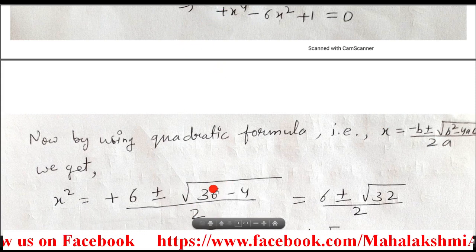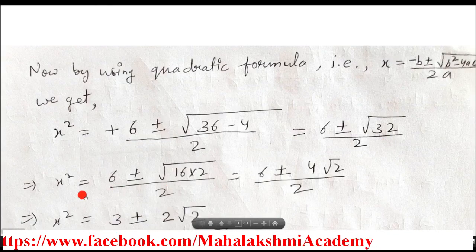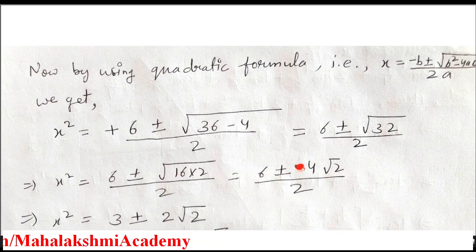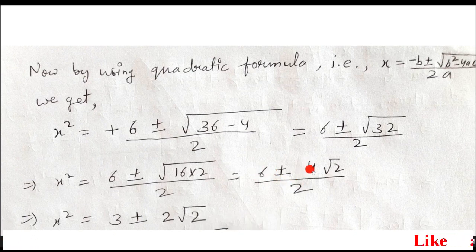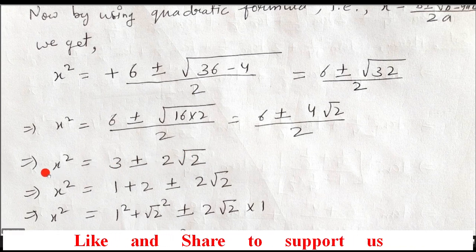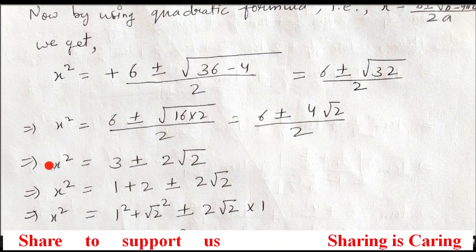Now we have to simplify this. 36 minus 4 is 32, and 32 we can write as 16 into 2, and 16's root is 4. So like this 4 came outside. Now this 2 will divide both 6 and 4, because this 2 is for both 6 as well as 4. So we cancel it. We got here 3 plus minus 2 root 2. But since we have to solve for x, we don't want x square, we want only x. So further we will solve it.